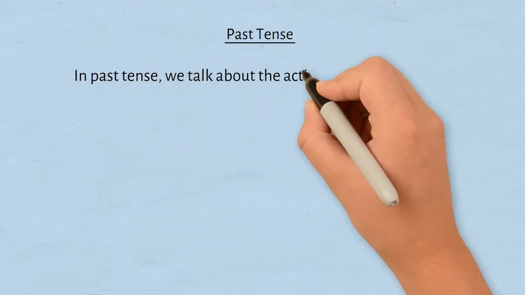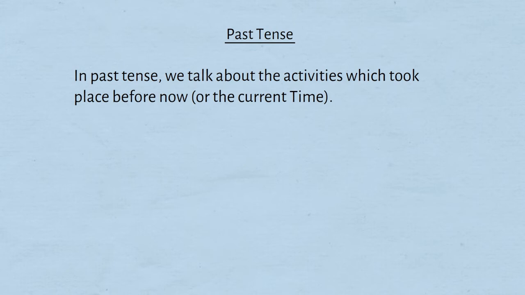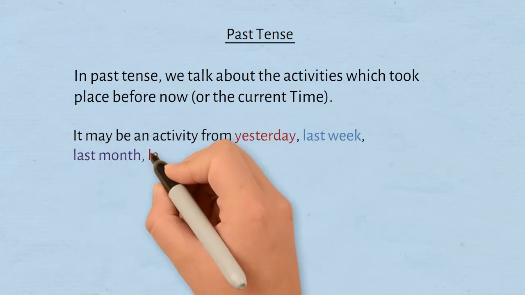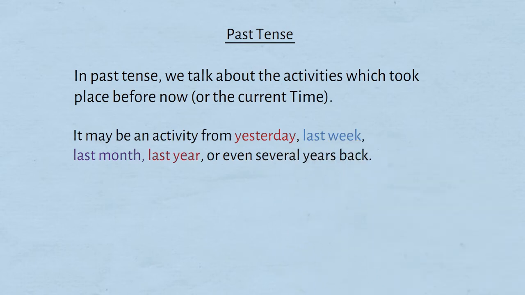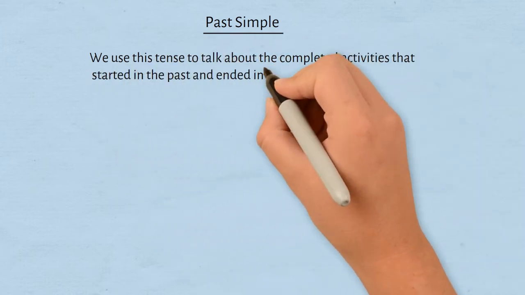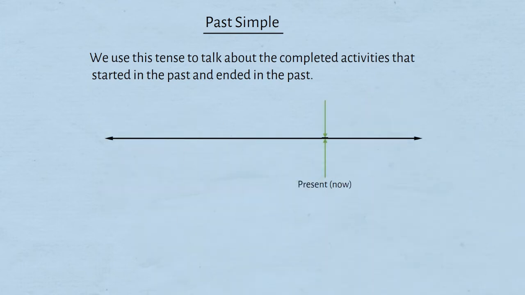Now we will move to the past tense. When we talk about the past tense, we mostly talk about the activities which took place before now, the current time. It may be an activity from yesterday, last week, last month, or last year, even several years back. The first segment is past simple. We use this tense to talk about completed activities that started in the past and ended in the past. Let's see it on the timeline.